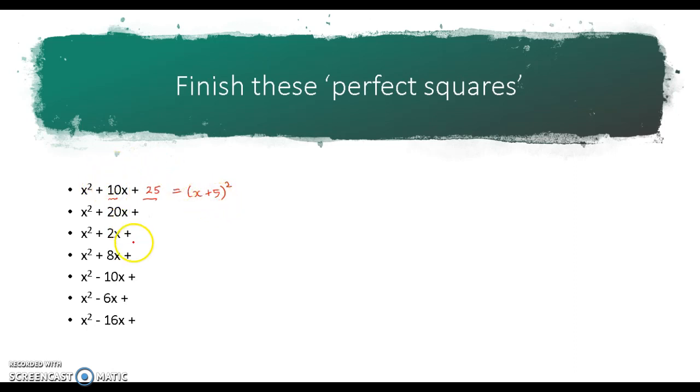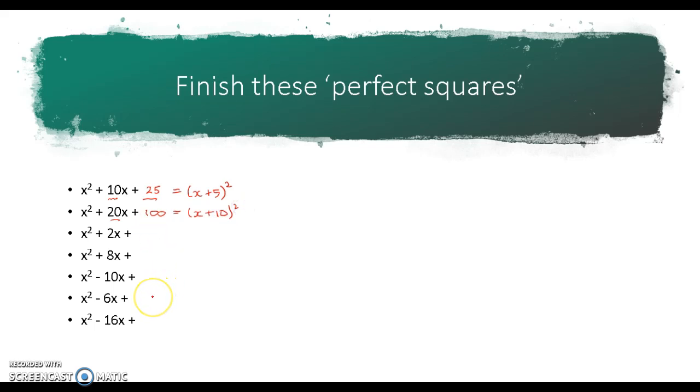So let's look at a couple more and see what happens. Again, I want to find the third term for this. So I take half of the coefficient of the second, so 10, and I square that to give me 100. And this now can be expressed as x plus 10 all squared.